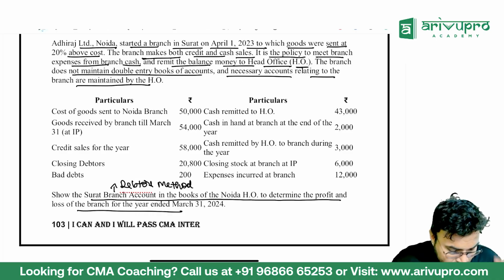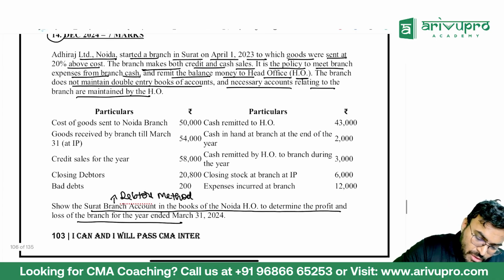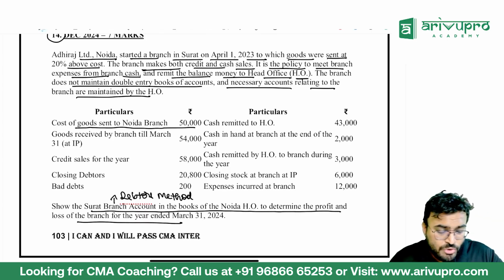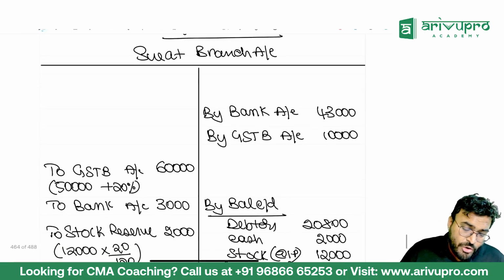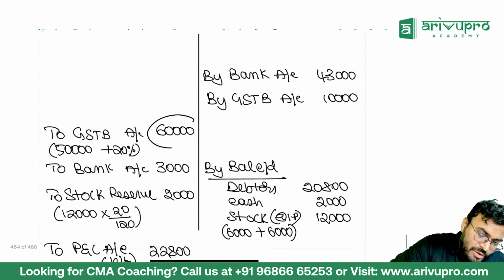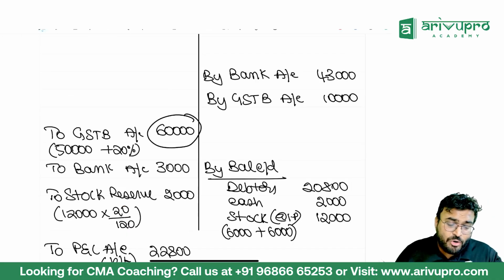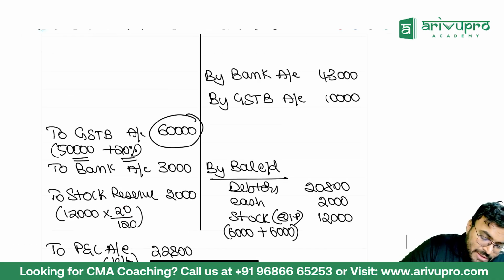Clear, guys? Now, cost of goods sent to branch. So you're going to pass the entry, branch account debited to goods sent to branch, but we are sending the goods always at 20% above cost. So you will add the 20%.